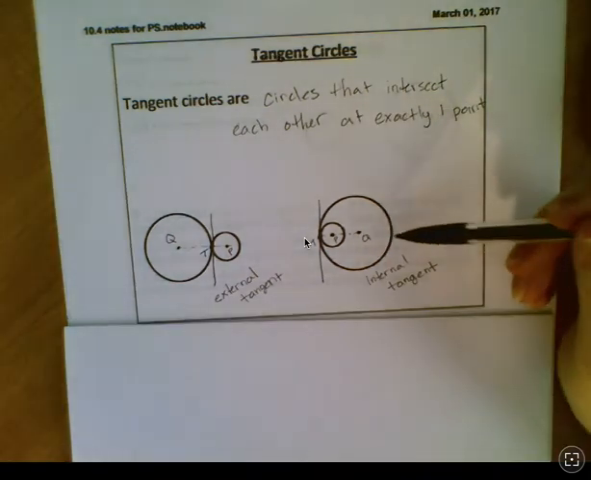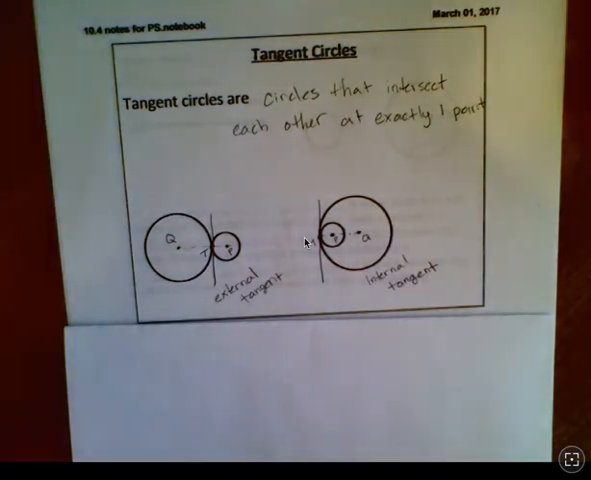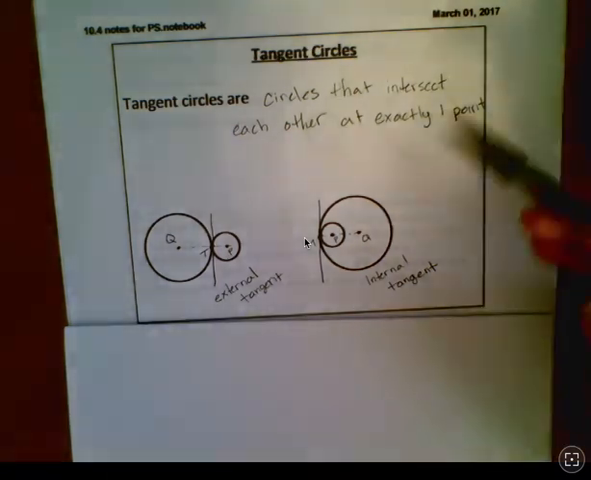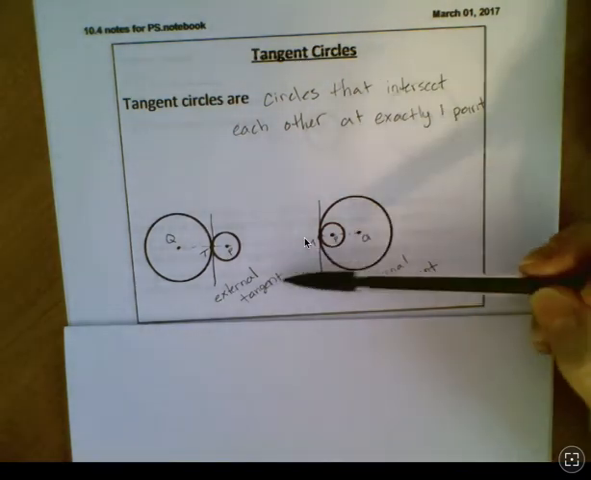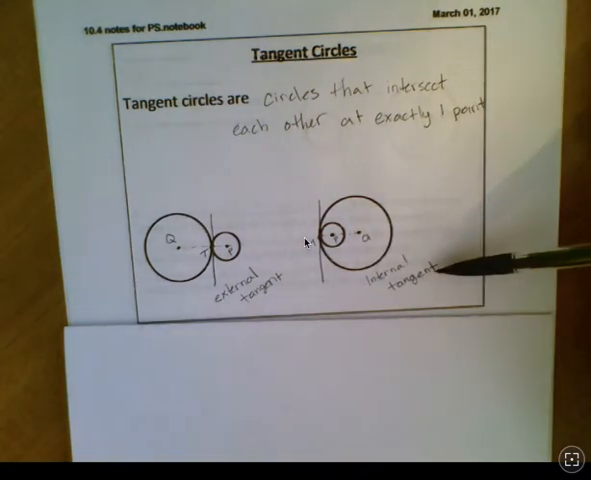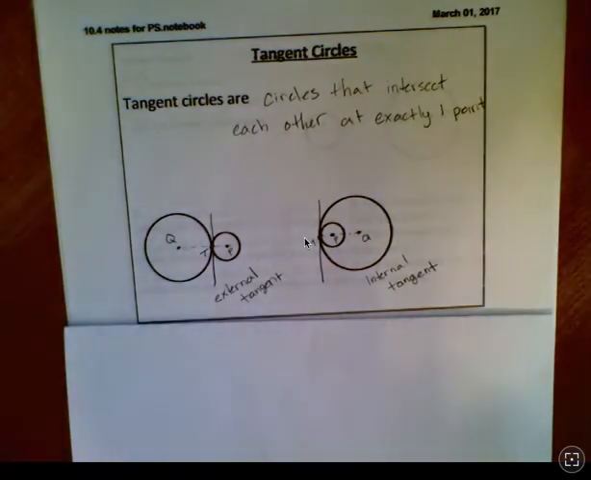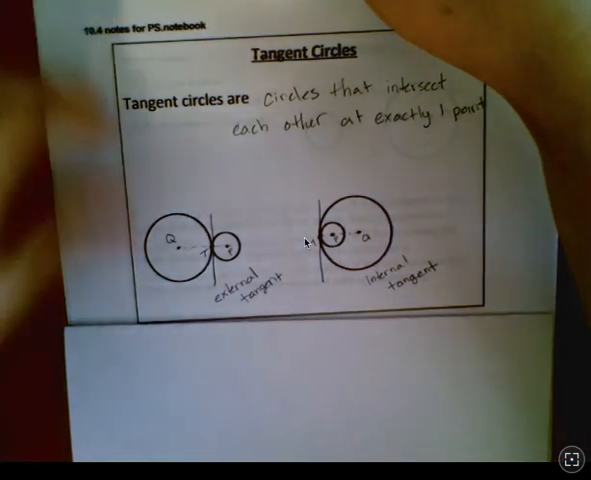Now this would not be concentric circles because concentric circles share a center. This is what's called an external tangent, and this is what's called an internal tangent, which is described on the next page.